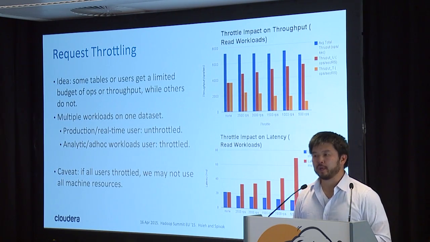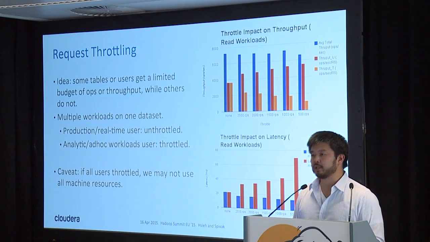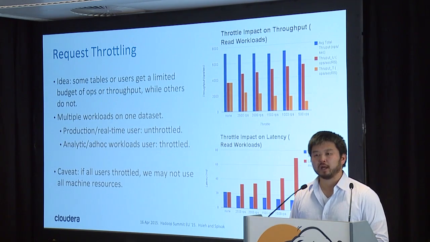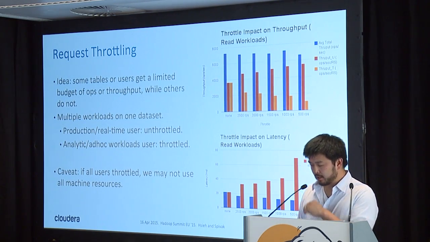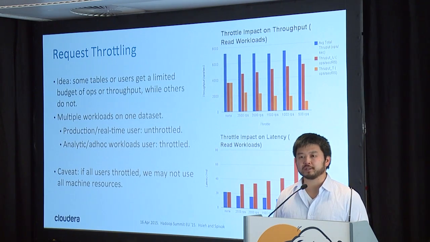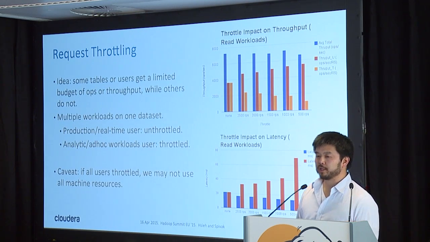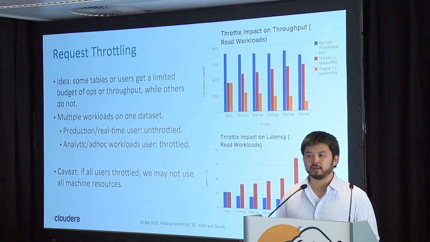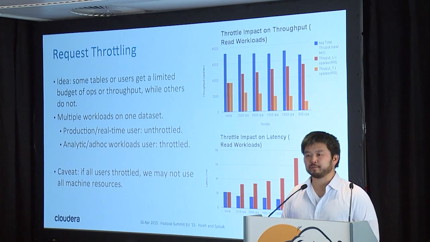So one of the features that we added to CDH is actually in the upstream Apache. It just got backported to the 1.1 branch, so it should be available in about a month or two in the Apache releases. It is a request throttling feature. And this is actually one mechanism that helps try to address the problem of having a real-time workload and an analytic workload on the same HBase cluster.